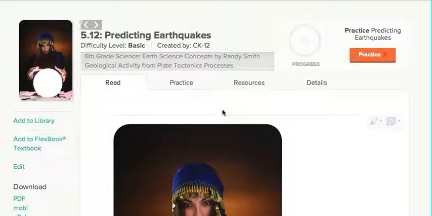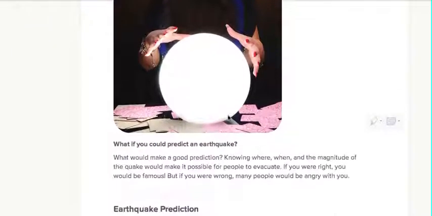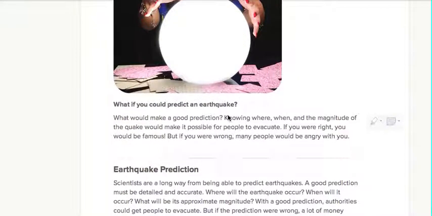Here we go. Predicting earthquakes. What if you could predict an earthquake? What would make a good prediction? Knowing where, when, and the magnitude of the quake would make it possible for people to evacuate. If you were right, you would be famous. But if you were wrong, many people would be angry with you.